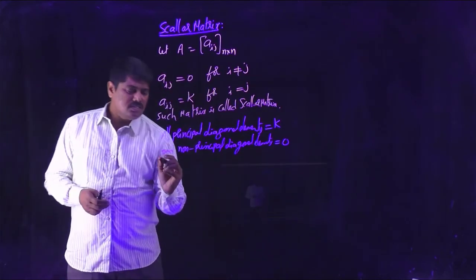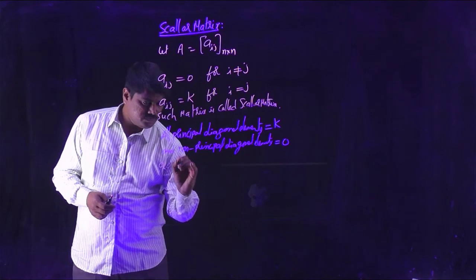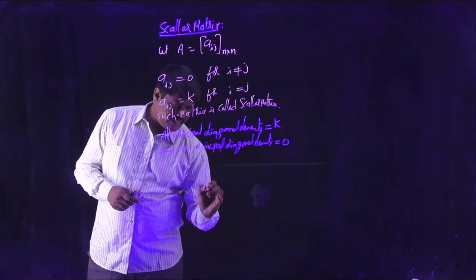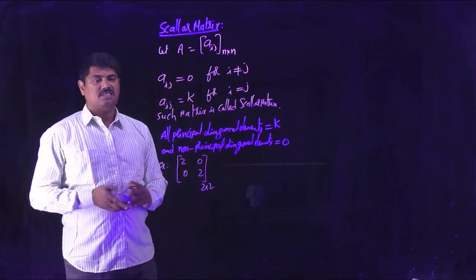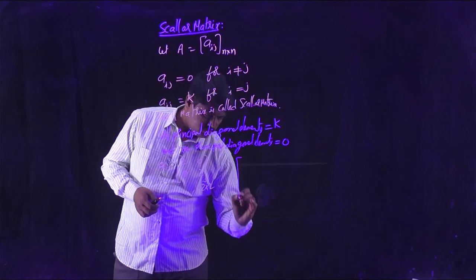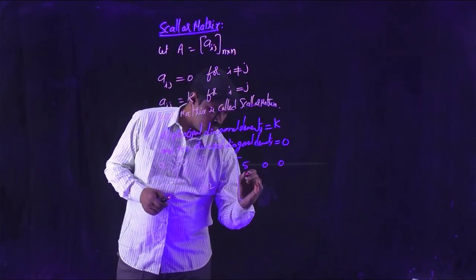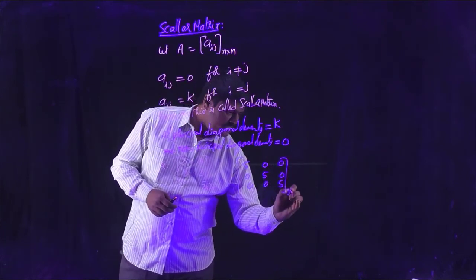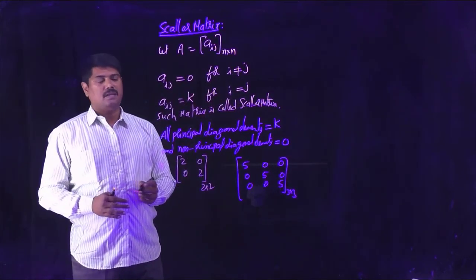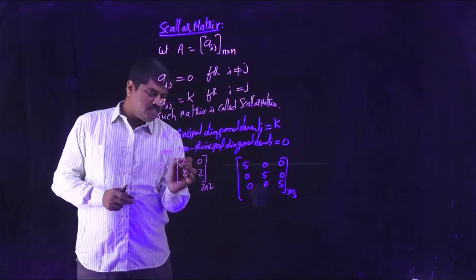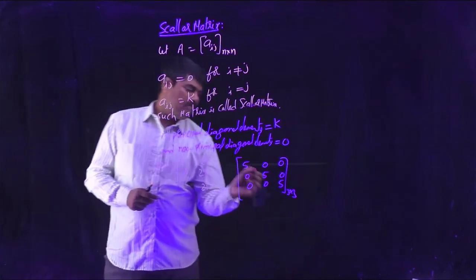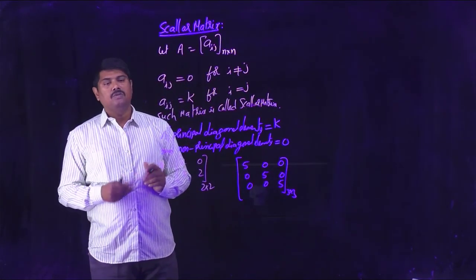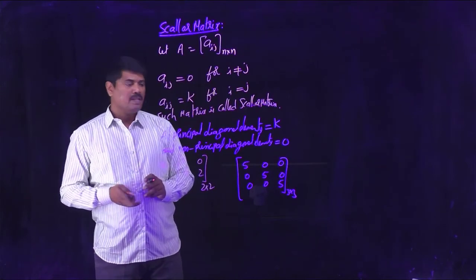Let me write some examples. This is an example of a 2 by 2 scalar matrix. Let me write one more. So this is an example of a 3 by 3 scalar matrix. Here you can observe the diagonal elements are 2, 2 in this matrix, whereas in this 3 by 3 matrix all the diagonal elements are equal to 5. So this is the definition of a scalar matrix.